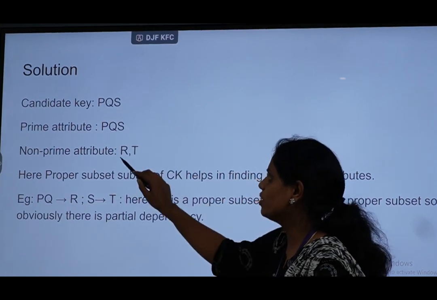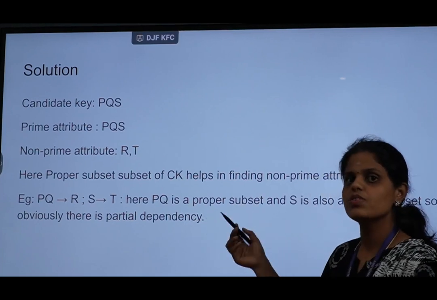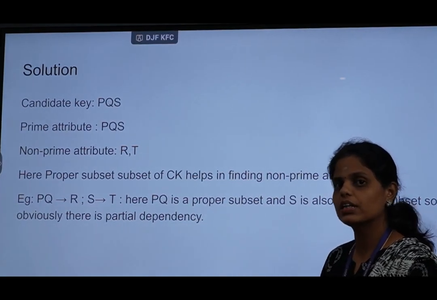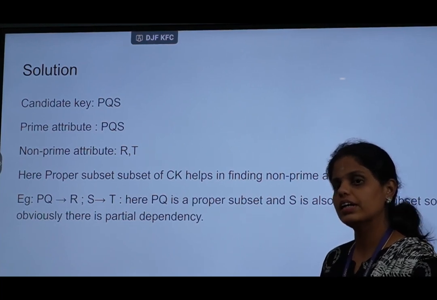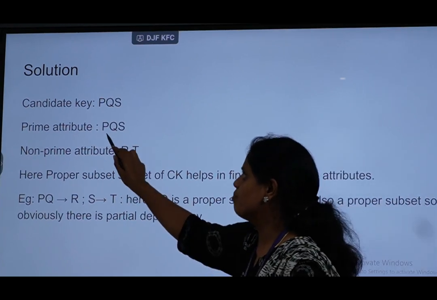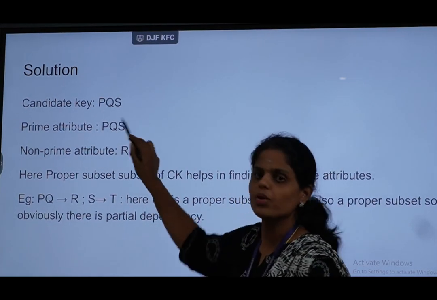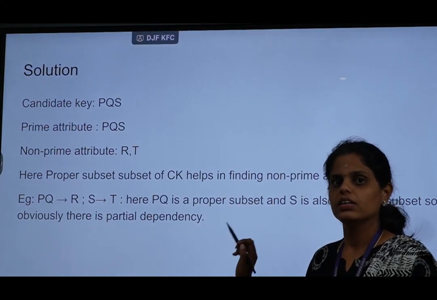So we have to decompose the table again, and make sure that the relation PQRST is decomposed into other relations. We decompose based on the functional dependency itself. PQ and R will be one relation, and S and T will be the other relation. This is how 2NF works. Thank you.